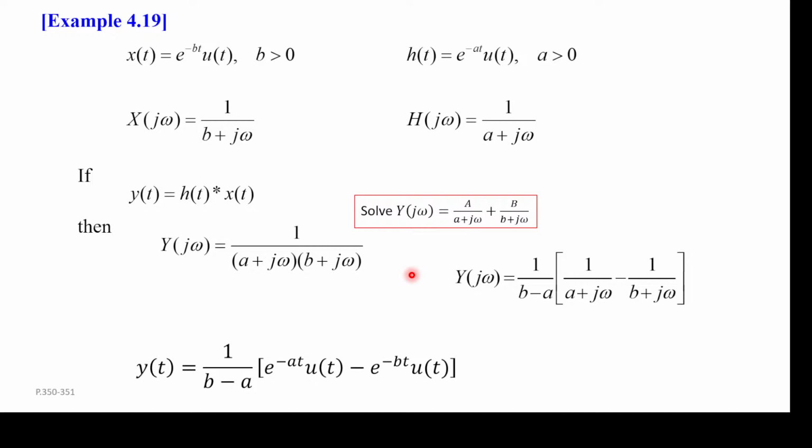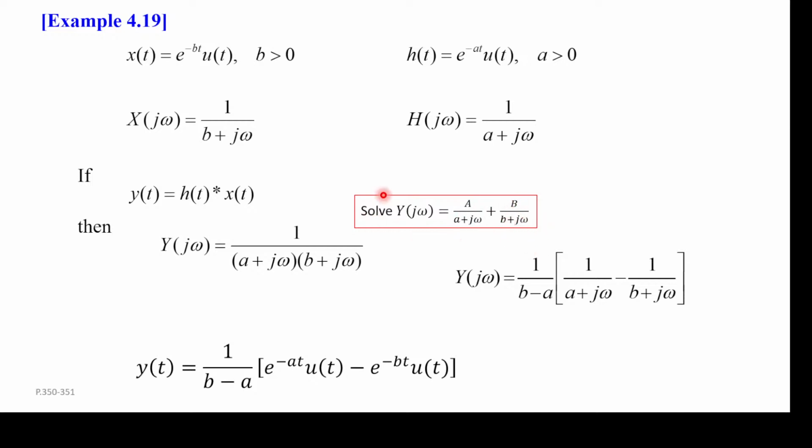But another question is how you calculate small y from this. I guess you can do the inverse Fourier transform formula, but the integration is pretty hard. You get these weird things. So here we have a very useful, very important trick: instead of 1 over a plus j omega times b plus j omega, we break Y into a linear combination of two terms. There is some coefficient big A over a plus j omega plus another coefficient big B over b plus j omega.